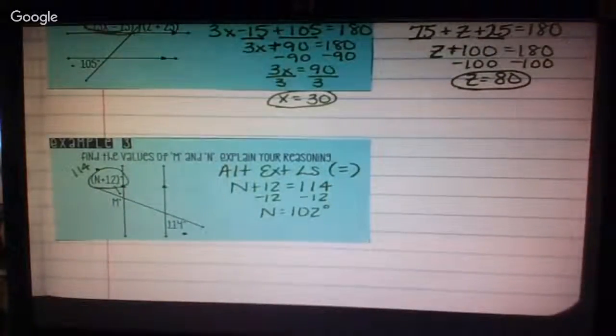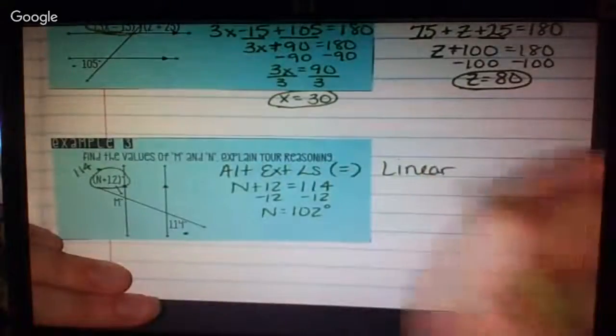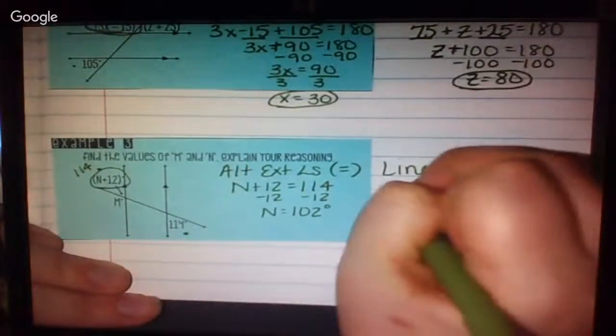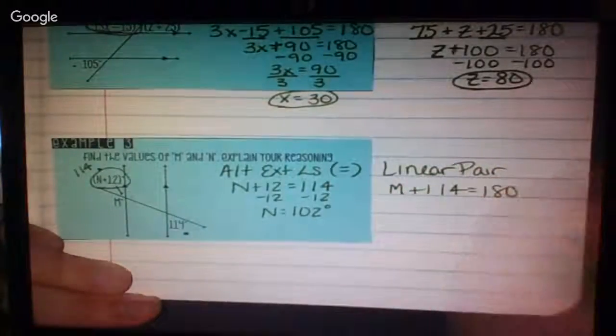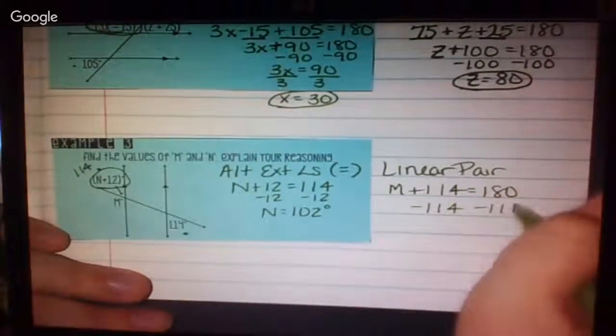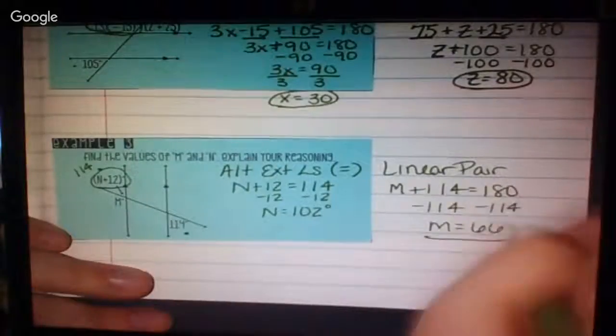Now that I know that that's 114, what's m? There's a linear pair there. So we got a linear pair, which means if I add m and 114, it should equal 180. And when I subtract 114 from both sides, I get 66.